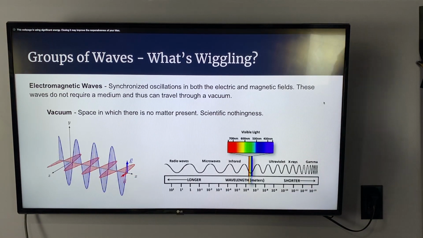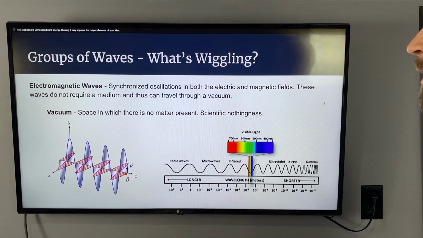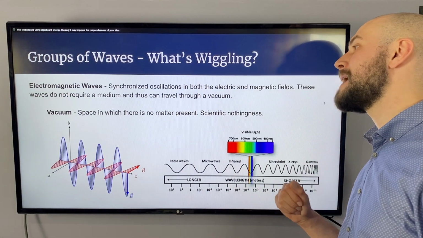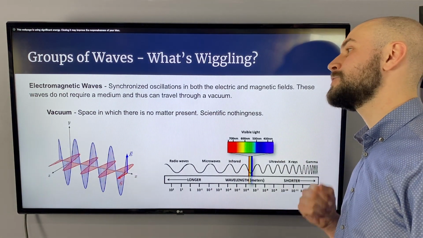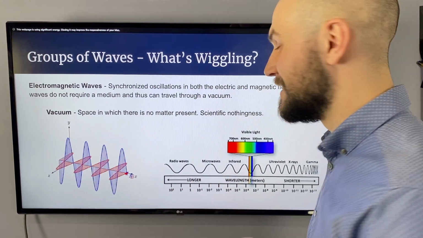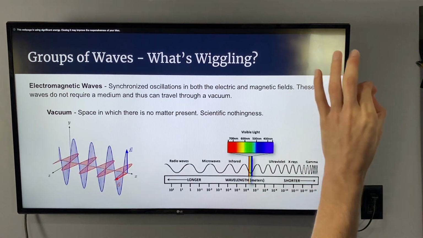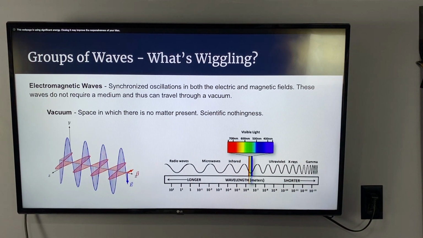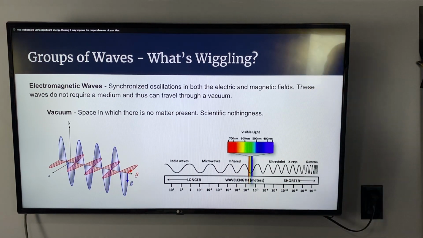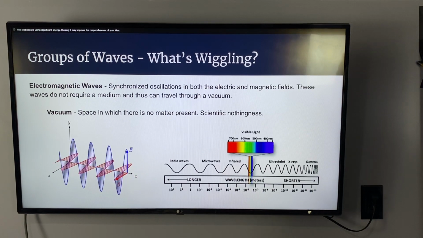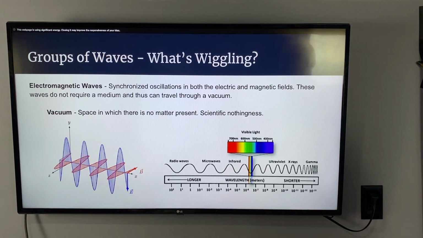And the other group of waves that we're going to be talking about is electromagnetic waves. Electromagnetic waves, like the formal definition, synchronized oscillations in both the electric and magnetic fields. These waves do not require a medium and thus can travel through a vacuum.